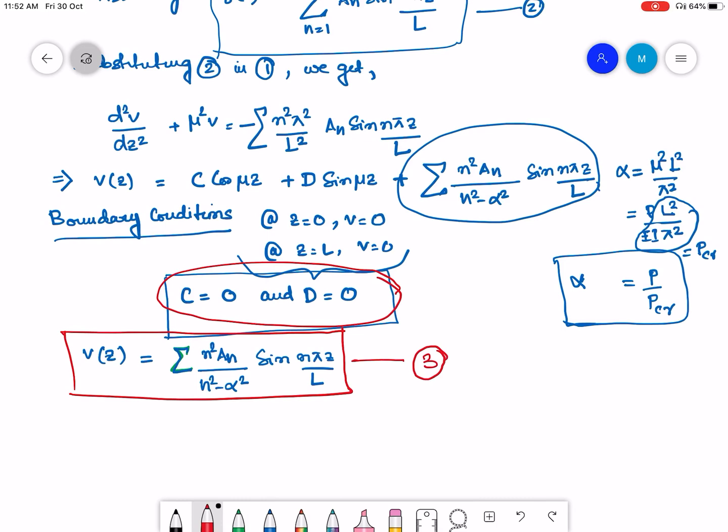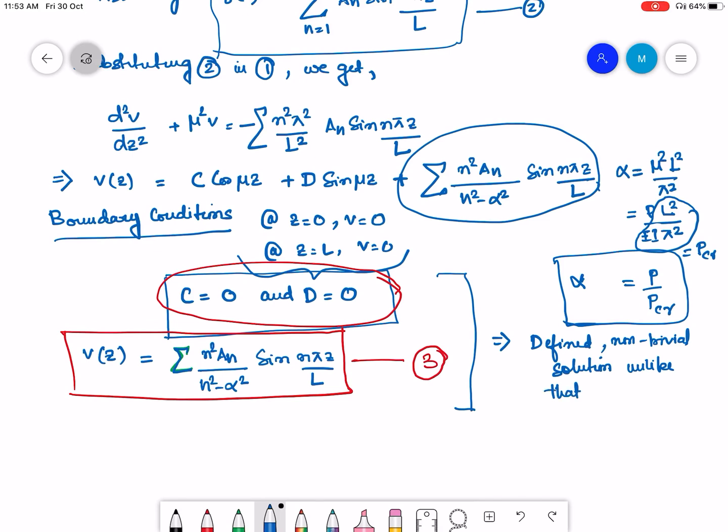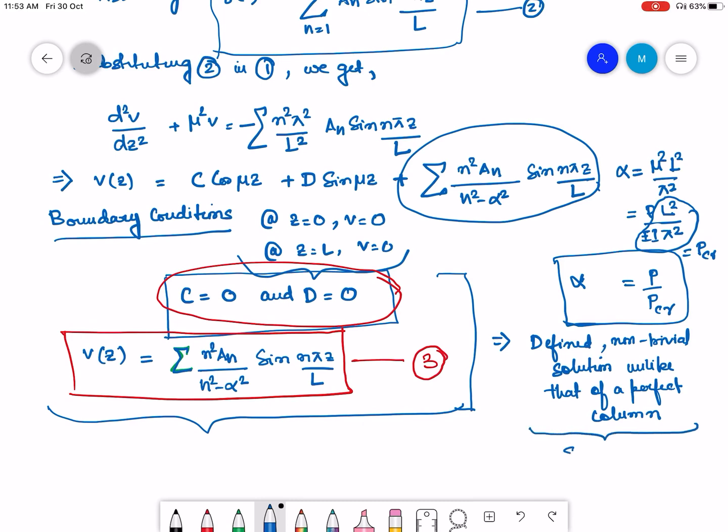Let me just write it down here. So this solution therefore is a defined and non-trivial solution, unlike that of a perfect column. And this is going to be the solution. Let me just clean the board, and further let us try to see, and therefore this whole thing is in stable equilibrium.